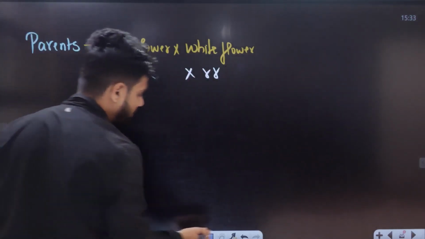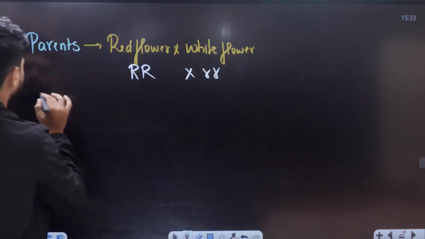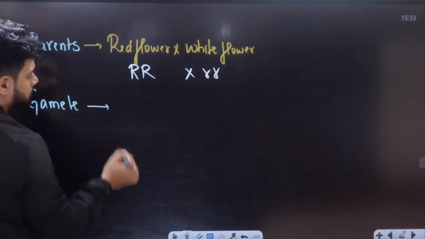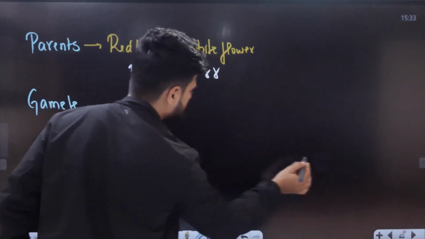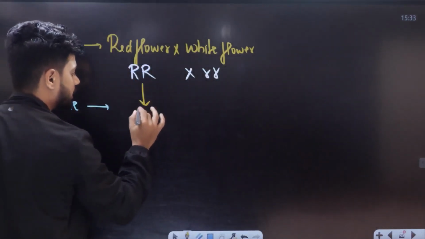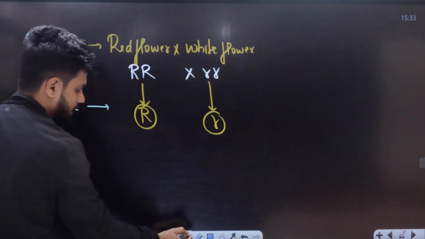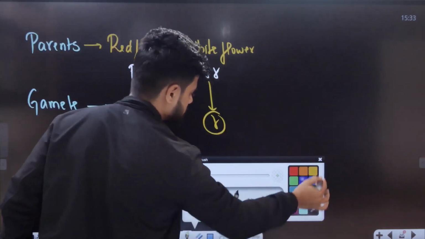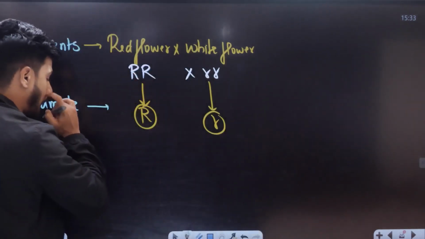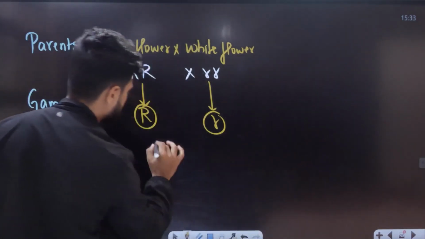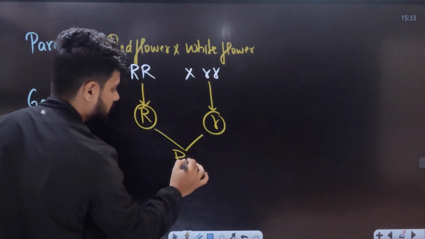Next step is gamete formation. Now what gametes do we get here? From here we get a single gamete, capital R. Here we get small r. Next, this is your F1 generation. Next we do crossing. That is your formation of F1. Cross it, and we get capital R, small r.